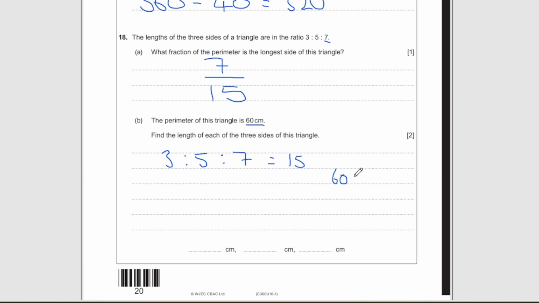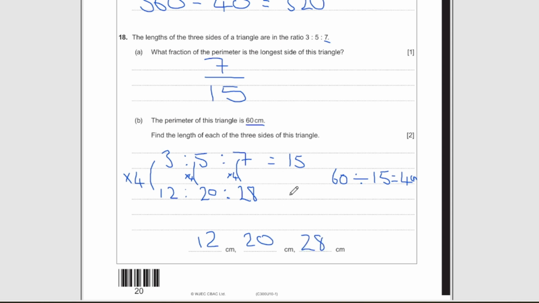60 divided by 15 equals 4. So 1 part is 4 centimetres. Write cm in there. 1 part is 4 centimetres. So all we need to do is times all of these by 4. 3 times 4 is 12. 5 times 4 is 20. And 7 times 4 is 28. So 12 centimetres, 20 centimetres, and 28 centimetres.